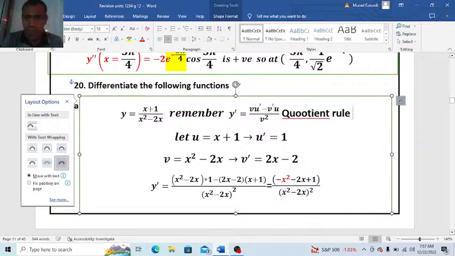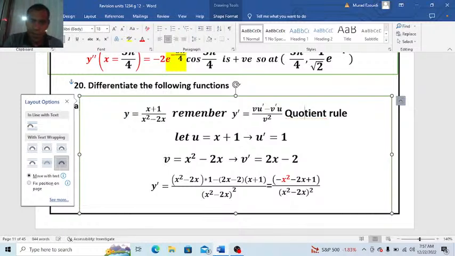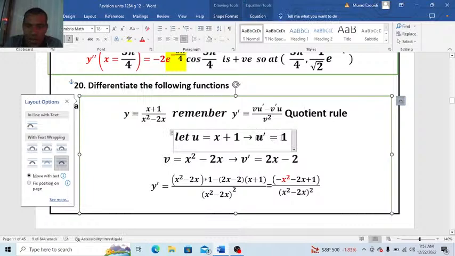Okay, this is the quotient rule, meaning that you are going to multiply 1 by x squared minus 2x, minus v dash, or the first derivative of v, multiplied by x plus 1, then all divided by the square of v, which is between parentheses x squared minus 2x.